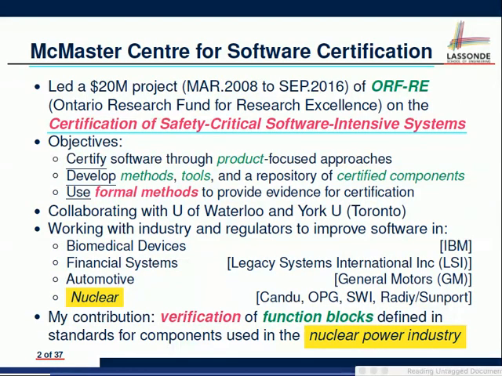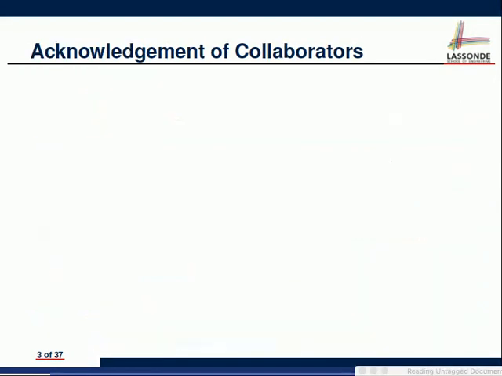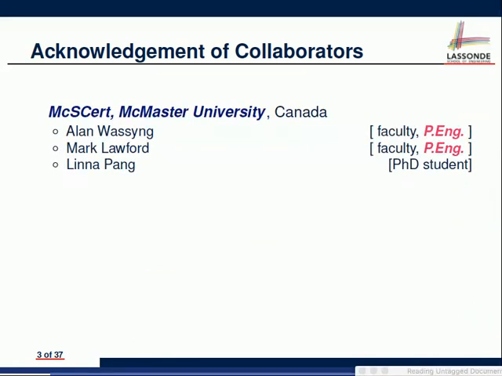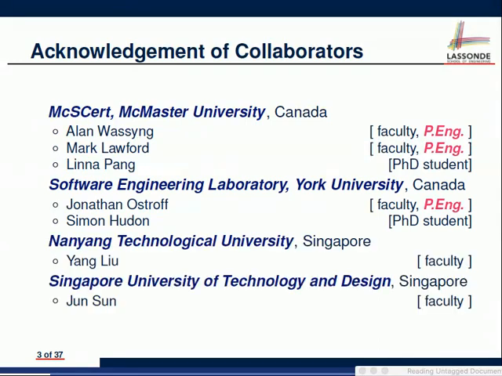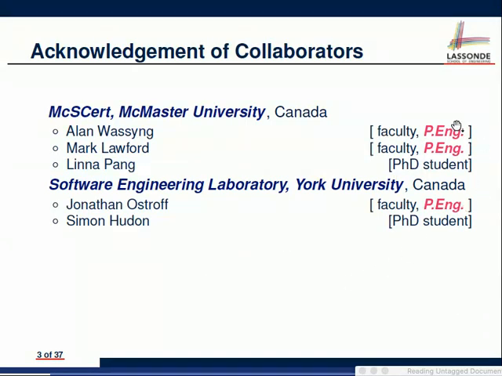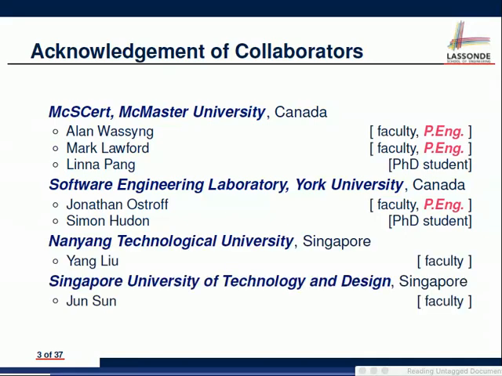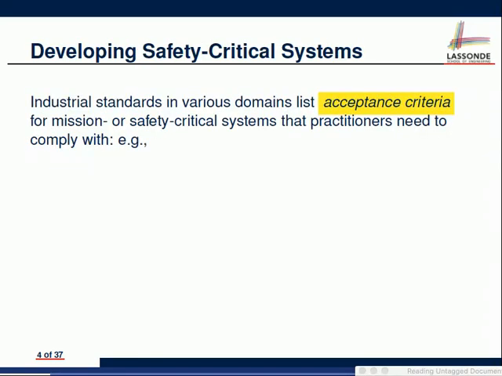We're going to talk about two case studies altogether. My collaborators are people from McMaster University, and you can see Jonathan's name there. He was my supervisor at that time. And by the way, you can see PEng, professional engineers, because for safety critical projects, you need professional engineers to stamp on it to make it certified. Also some other researchers from Singapore. Anyway, let's talk about how you can develop safety critical systems.